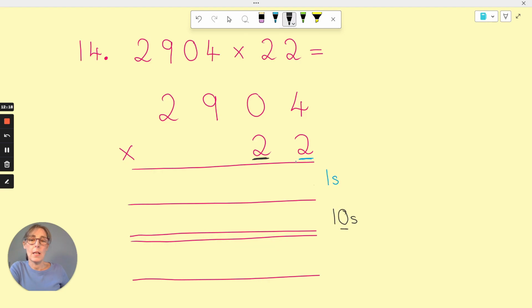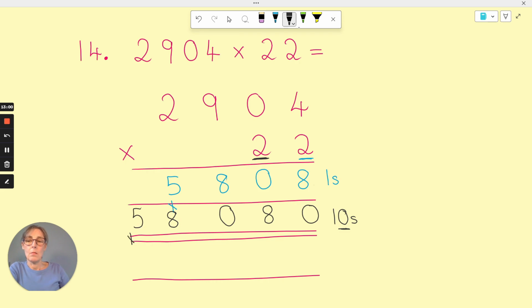Now, as soon as I put that zero, it needs to go there. All right, so 2 times 4 is 8. 2 times 0 is 0. 2 times 9 is 18. And 2 times 2 is 4, add 1 is 5. Okay, use the grey one now. 2 times 4 is 8. 2 times 0 is 0. 2 times 9 is 18. And 2 times 2 is 4, add 1 is 5.